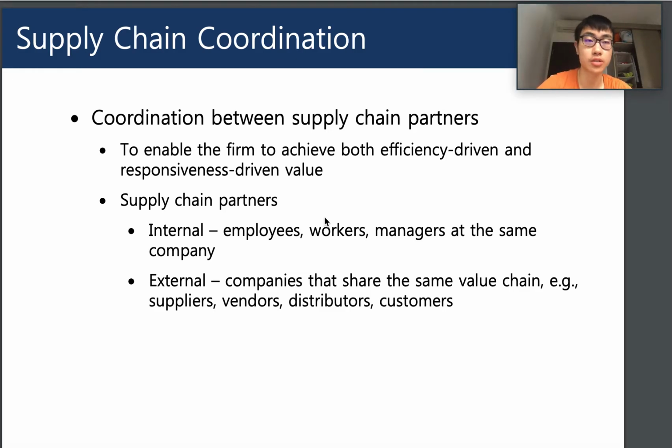So now we're at lecture 7, and today we're going to start this lecture with supply chain coordination. Let's take a brief recap from our lecture 6. Coordination can enable a firm to achieve both efficiency-driven and responsiveness-driven value. And we have both internal and external supply chain partners. For example, internally we have employees, workers, managers. You can say they are also our internal stakeholders. And externally, we have, for example, suppliers, vendors, distributors, and customers, and they are basically our external stakeholders as well.